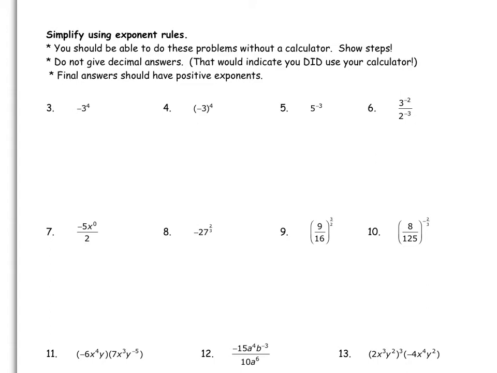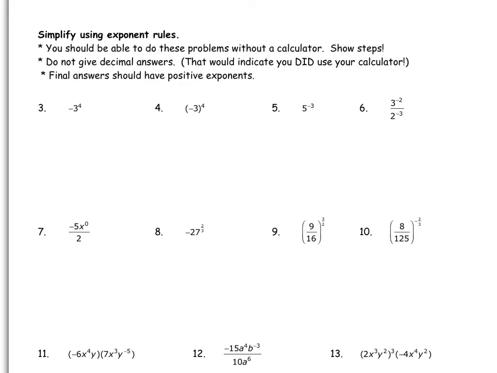The first one is probably one of the more often incorrectly done problems. The calculator, when it goes on your calculator, interprets this as negative 1 times 3 to the 4th. But most people take it as the number negative 3 to the 4th power. So 3 to the 4th power is going to be 3 times 3 times 3 times 3, which is the same as 9 times 9, and this is a negative 81.